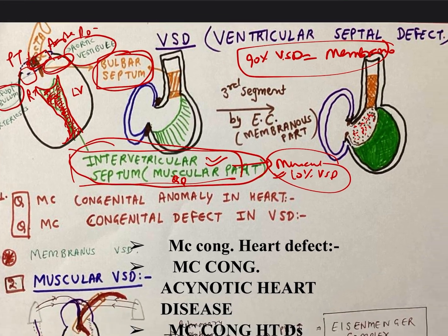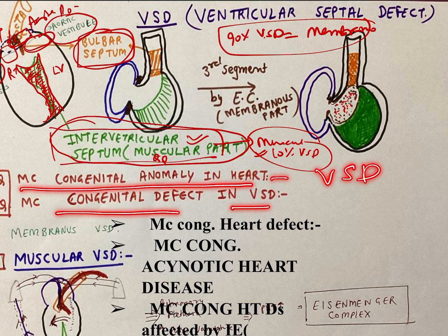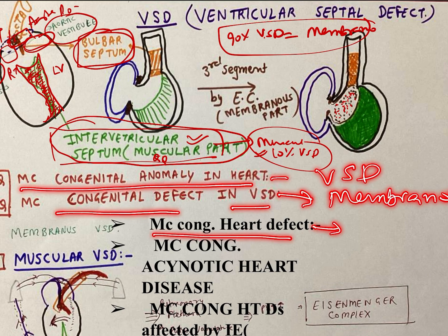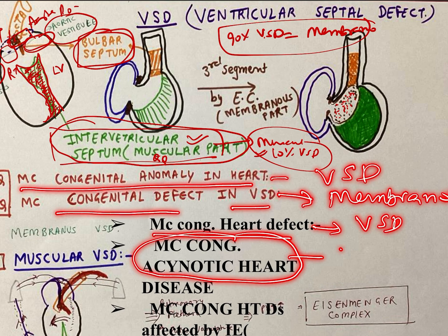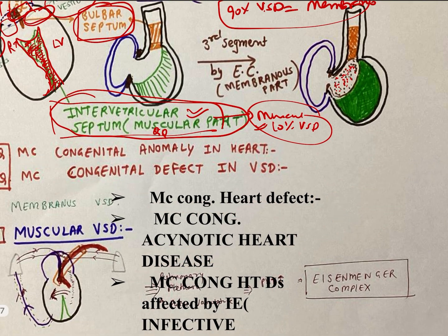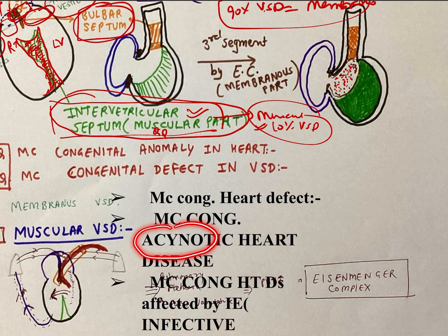A few important questions are frequently asked. Most common congenital anomaly in the heart is VSD. Most common site of defect in VSD is the membranous part. Most common congenital heart defect is VSD. Most common acyanotic heart disease is VSD. Most common congenital heart disease associated with infective endocarditis is VSD. Usually this VSD is acyanotic.